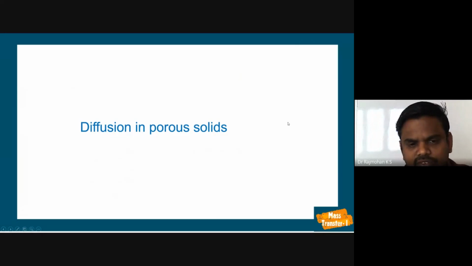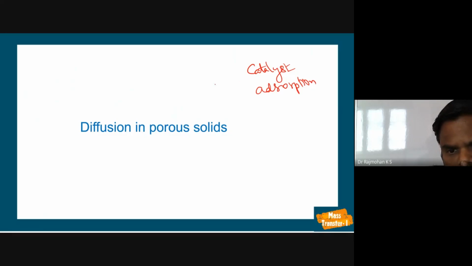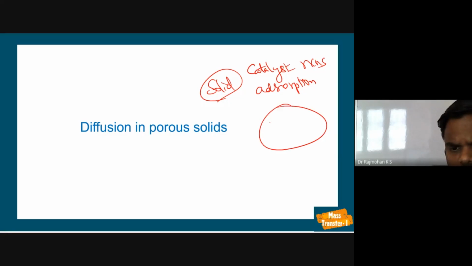Okay, so in the next lecture we will discuss diffusion in porous solids. Actually it has its significance because we often come across, even in adsorption, which will take place at the surface, right? So adsorption, we are going to make use of a solid. Okay, this catalyst reactions, let me say. So in these solids, we will have some micropores, mesopores, nanopores, depending upon the size of the pore.